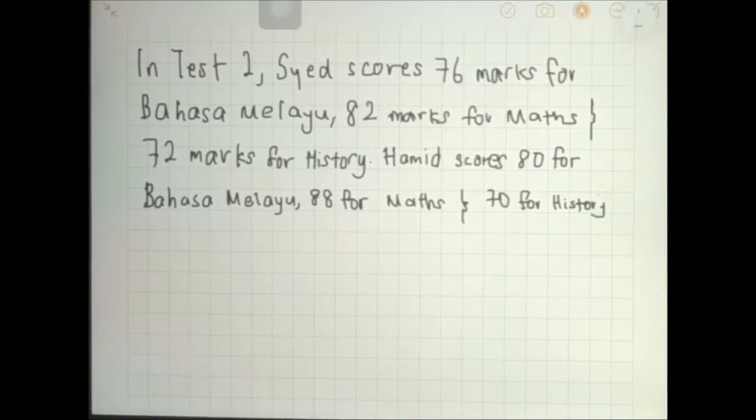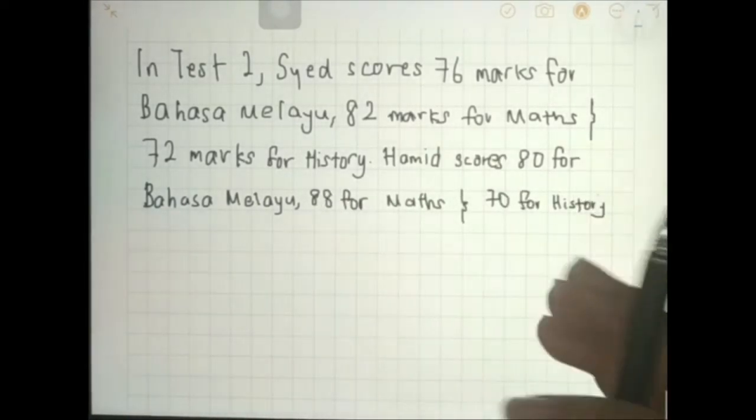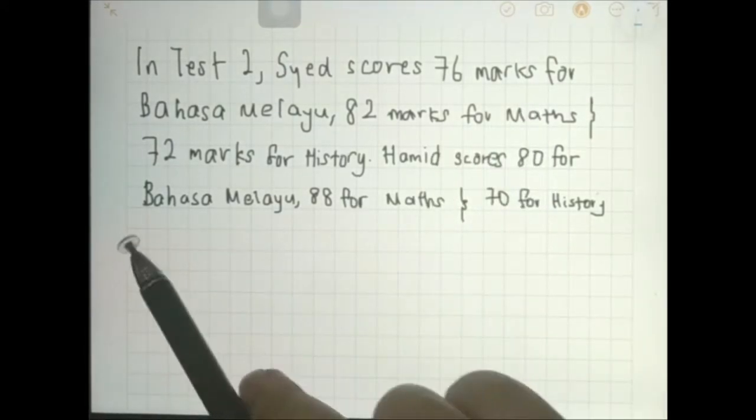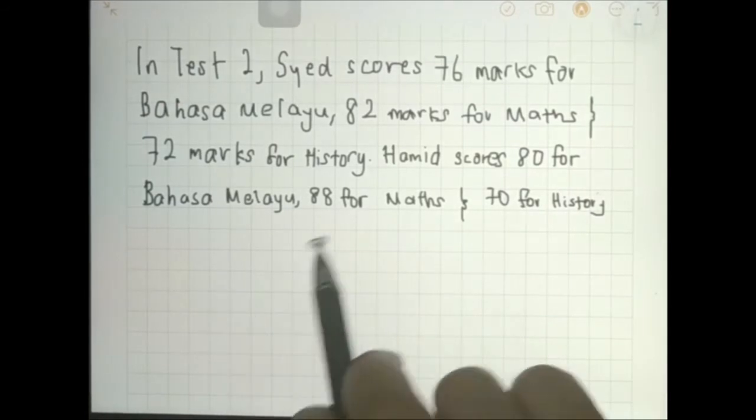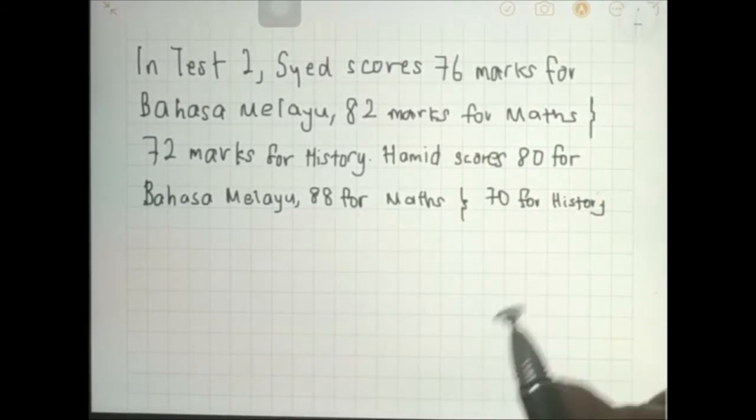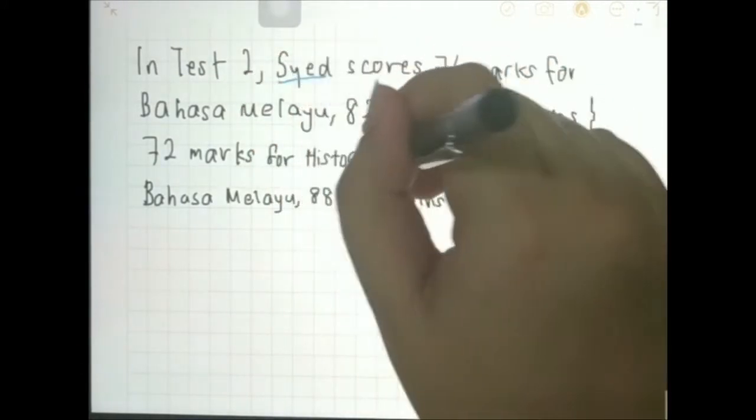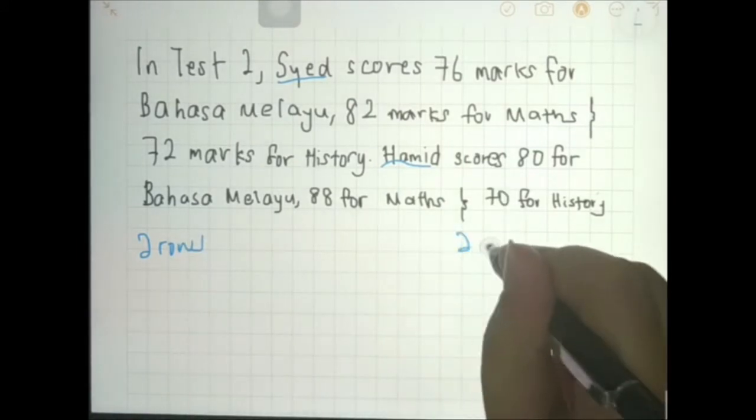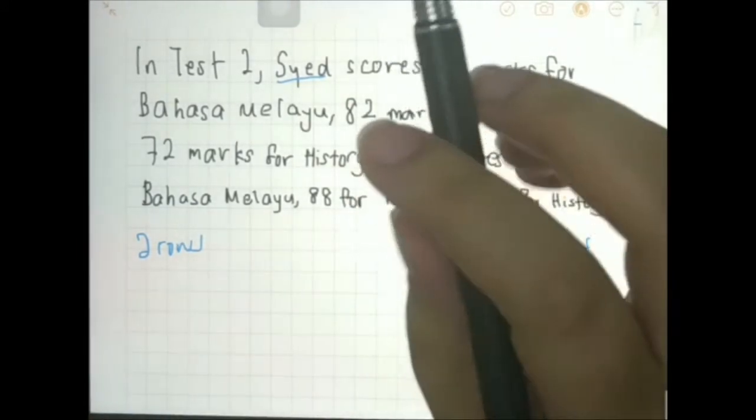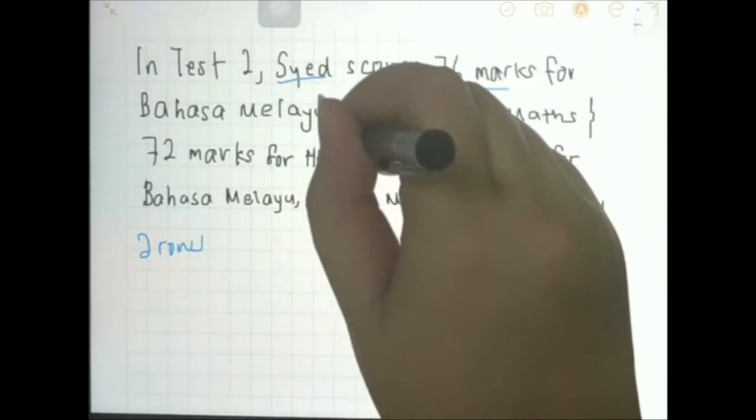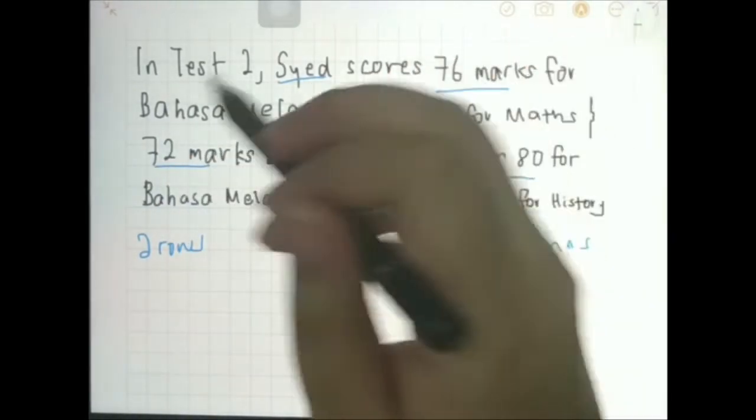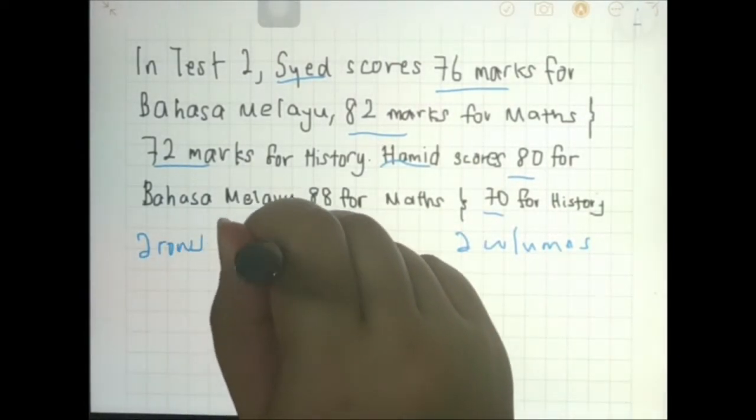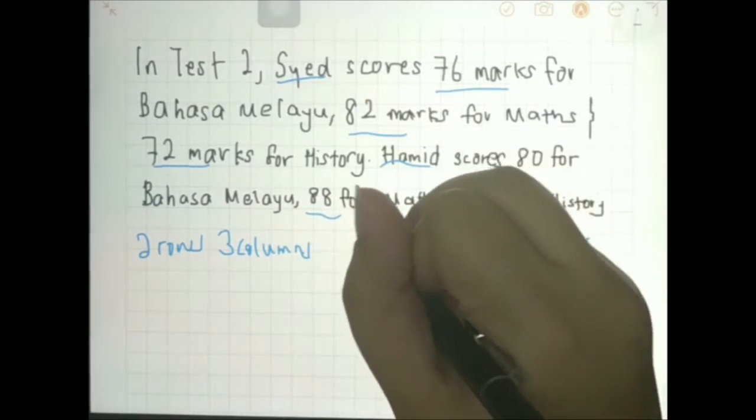Okay, but what if the question doesn't give you data form? It gives you a written form like this. So look at the question. In test 2, Syed scored 70 marks for Bahasa Melayu, 82 marks for maths, and 72 marks for history. Hamid scored 80 for Bahasa Melayu, 88 for maths, and 70 for history. So look here, we have Syed and Hamid. These two can be either 2 rows or 2 columns. And then we look at the marks here: we have 76, 82, and 72, and we have 80, 88, and 70. So these marks can be written either in columns or in rows.